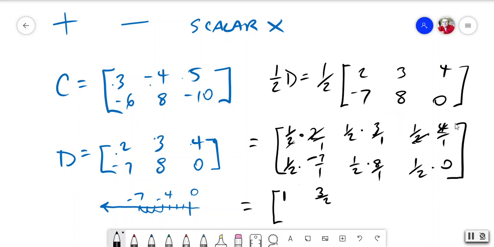That cross cancels and gives me 2. Going to give me -7/2. That cross cancels and gives me 4. And of course, anything times 0 is just 0. So it looks intimidating, but it doesn't have to be. It is not a problem at all.